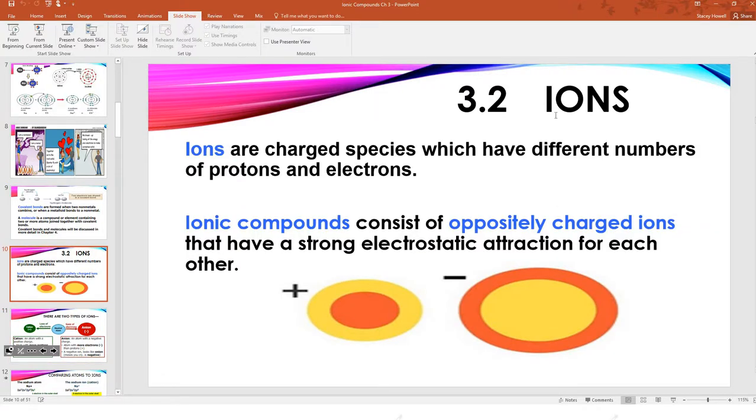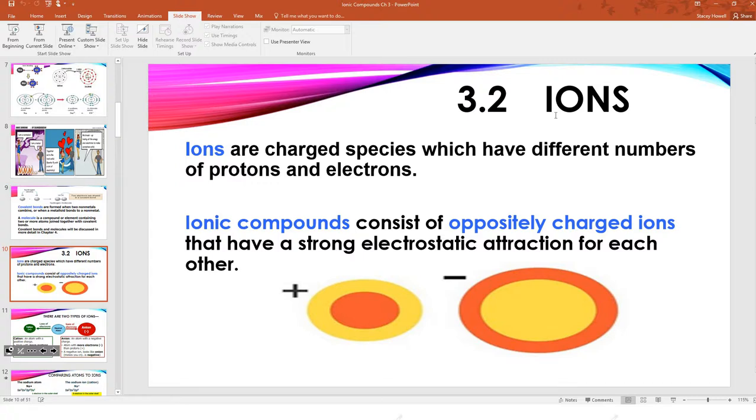So, what is an ion? An ion basically is a charged species. We know we cannot change the protons. If we change the protons, we change the element. If we change the neutrons, we just get a different isotope of the same element. But if we change the electrons, we change the charge, and that's where we get ions.